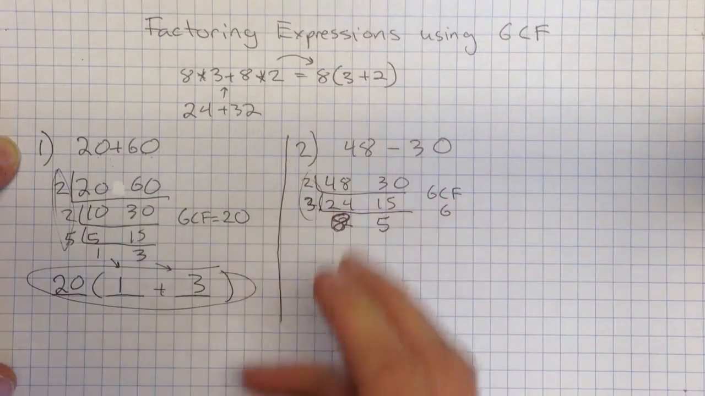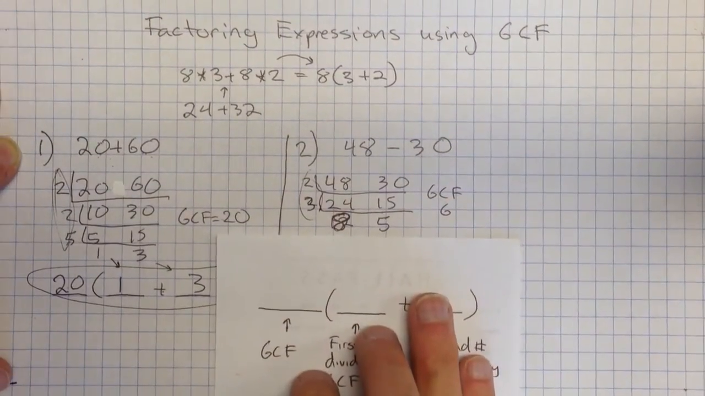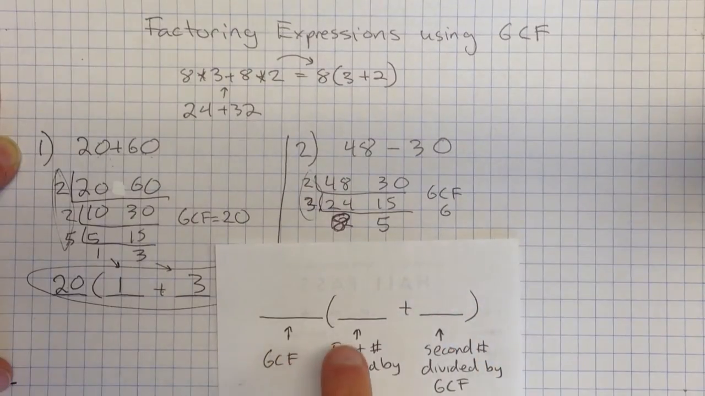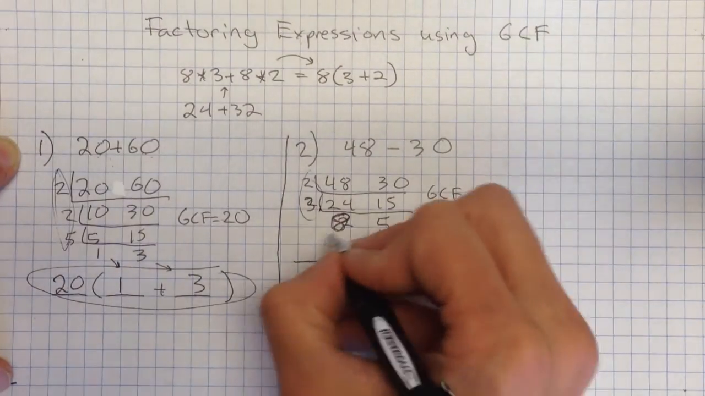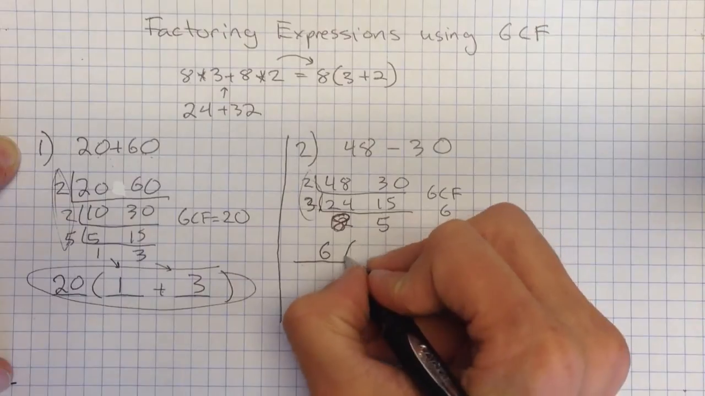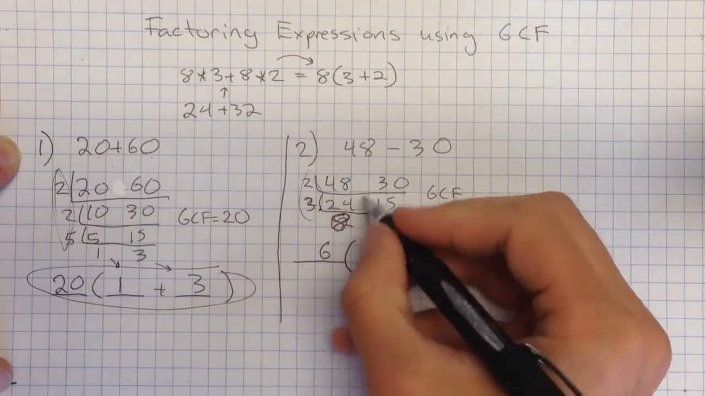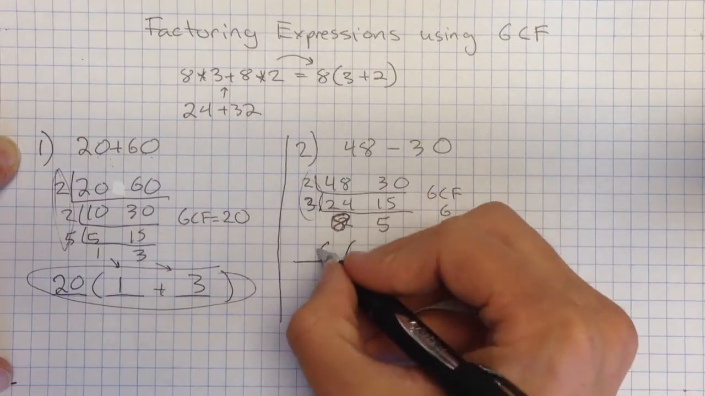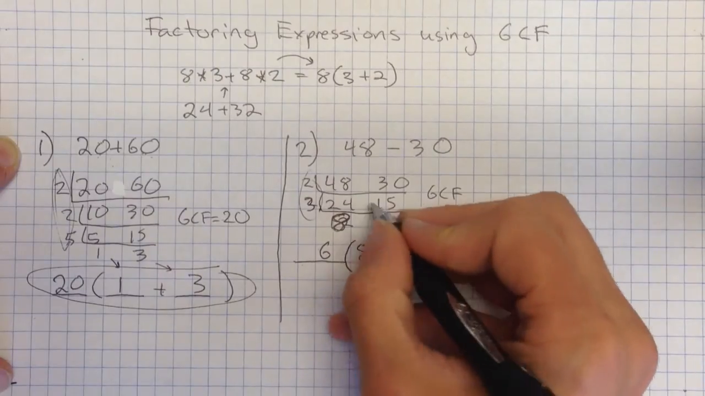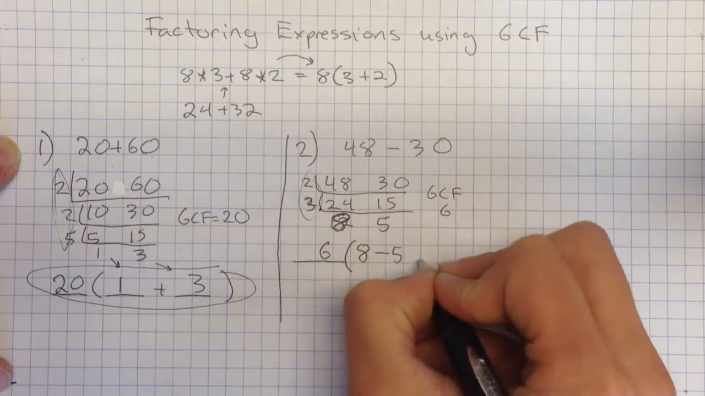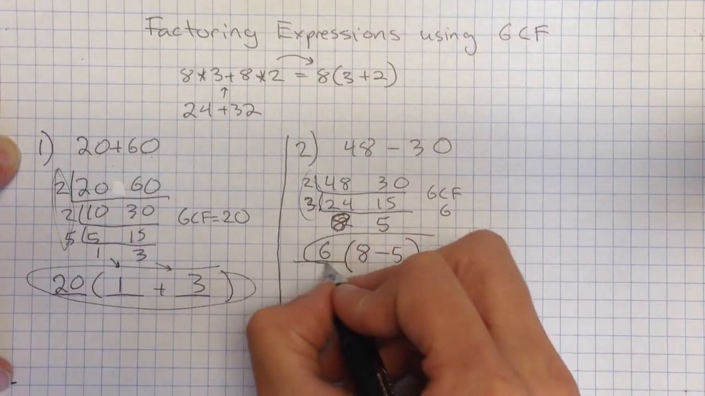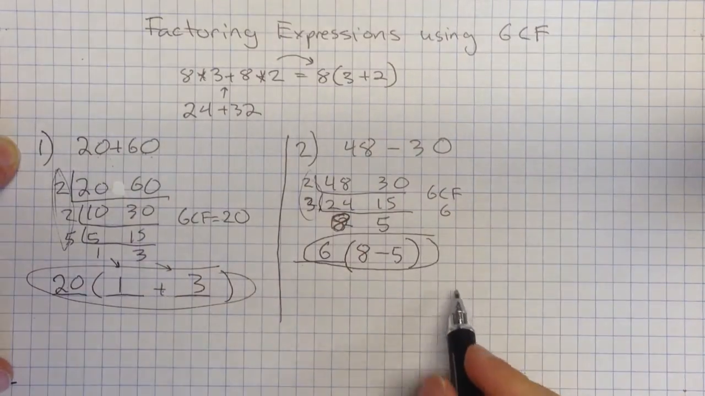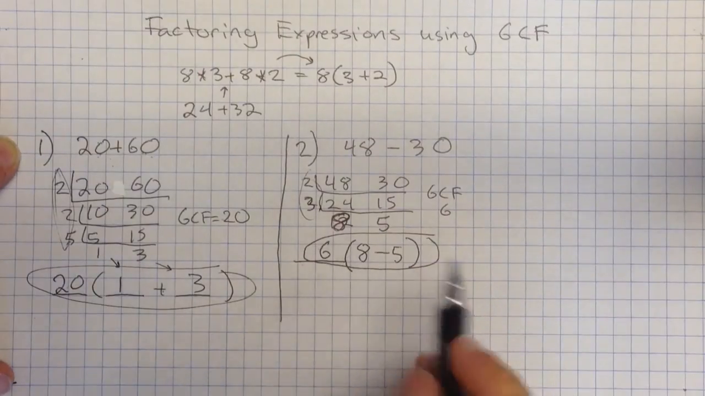So now I'm going to factor it out. I'm going to use this same method. I'm going to think, okay, GCF first, then the first number divided by that GCF, second number divided by GCF. So I put my line here, and my GCF is going to be 6 times, and then the two parts you can see are the 8. 48 divided by 6 is 8. And then it was subtraction, so I'm going to put a subtraction symbol, and 5 was what 30 divided by 6 is. So this, again, we've just factored out the GCF to just sort of rewrite this expression.